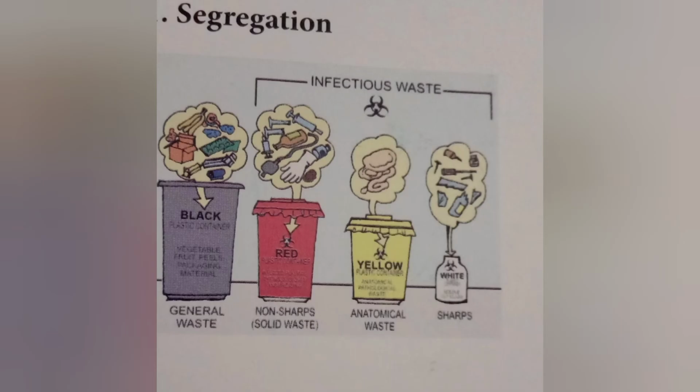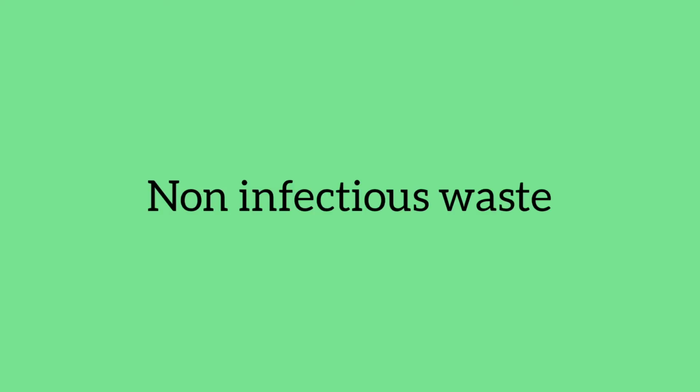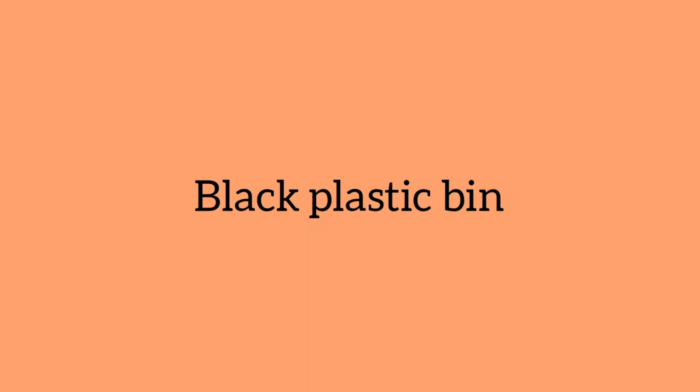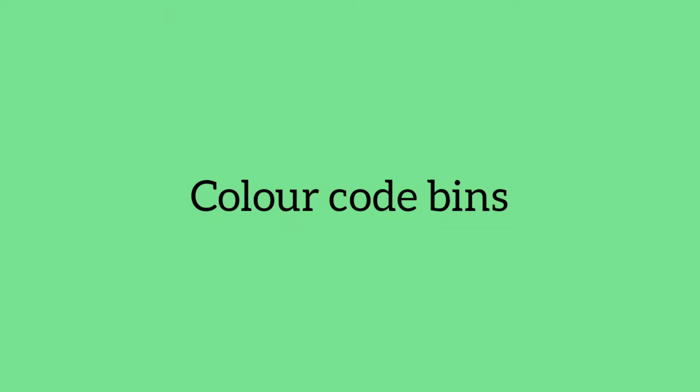In this, segregate infectious waste into sharps, non-sharps, anatomical waste and non-infectious waste such as waste similar to household waste, including packing material, cartons, fruit and vegetable peels, syringe and needle wrappers and medicine covers, which should be disposed of in the black plastic bin. Now we are going to see which waste should be thrown in which color code bin.